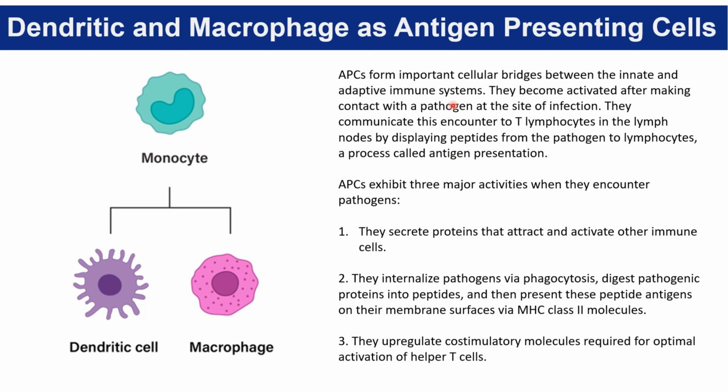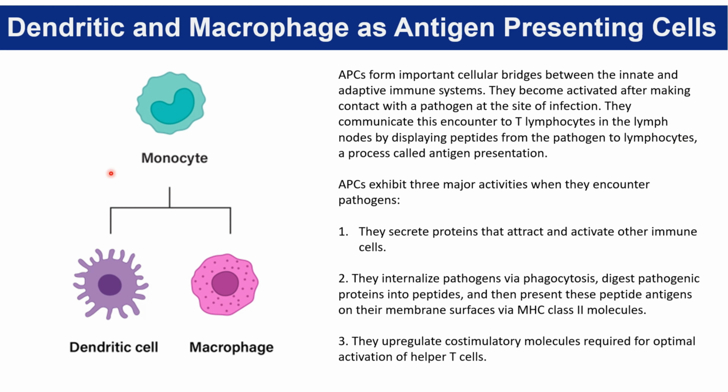So when they come to the site and come in contact with the pathogen, they become activated. They have a phagocytic action, by which they can engulf and digest the foreign particles, and some peptides they can present on their surface with the help of MHC. This happens at the site of infection, but then they travel to places like the lymph nodes, where they display these peptides for T cell activation.